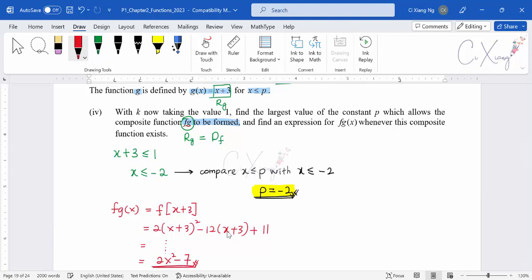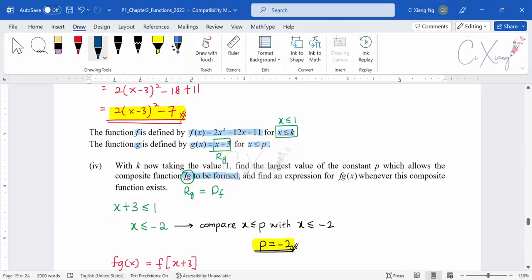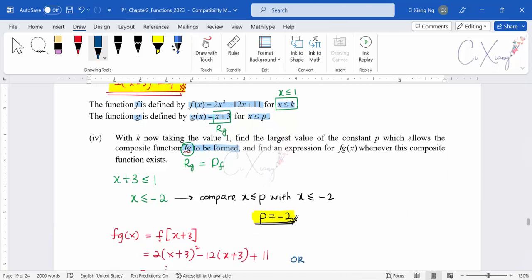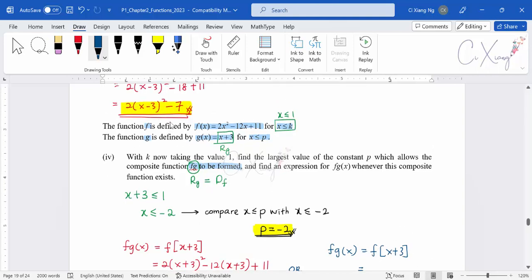This is one way. Then we have another way. Some students will say that just now I already found the completed square form for the quadratic expression here. Can I substitute g(x) into this function f(x) or not? Also can. So maybe I will show it here also. I want to substitute g(x) into the function f. My g is x plus 3, and I want to replace the x here with x plus 3. This is function f, right?